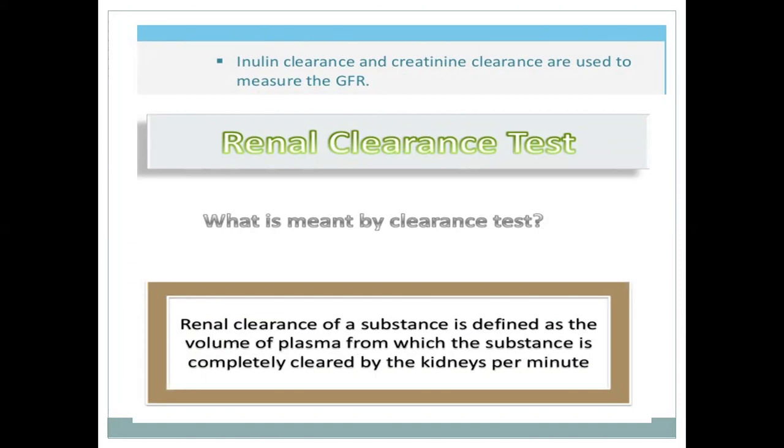Then renal clearance test. What is meant by a clearance test? Renal clearance of a substance is defined as the volume of plasma from which the substance is completely cleared by the kidneys per minute. What is creatinine clearance?